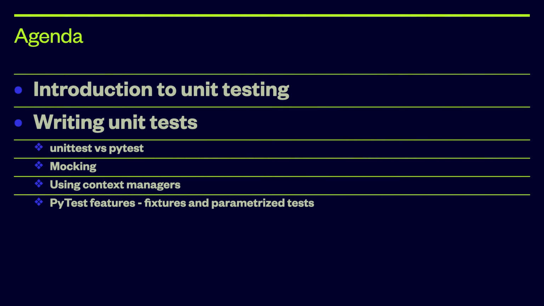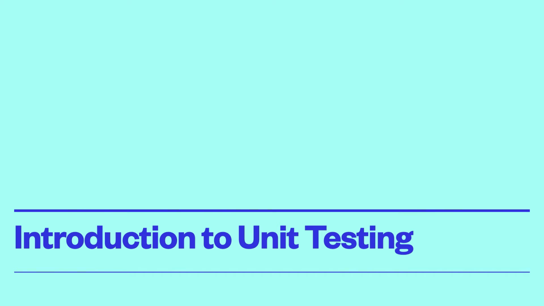Moving on, this is the agenda for this talk. So I'll talk very briefly about an introduction to unit testing in general, and then I'll talk about writing unit tests mostly. So I'll compare unittest and PyTest. Then I'll speak a lot about mocking, and I'll also cover using context managers in your Python tests, and I'll also cover some of the features of PyTest, like fixtures and parameterizations in tests.